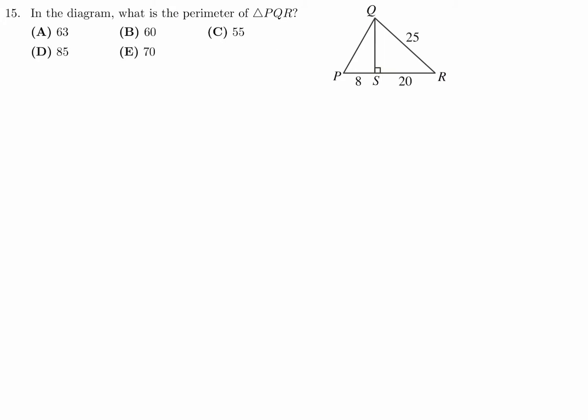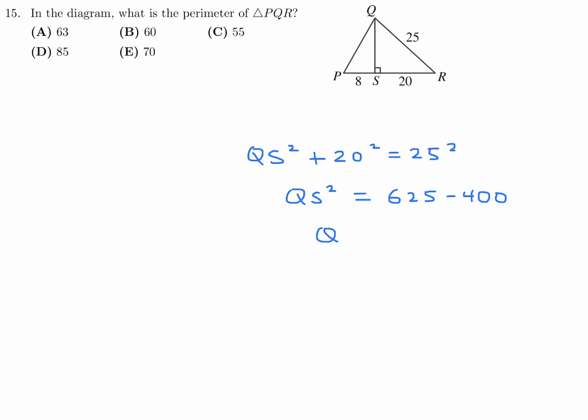In the diagram, the perimeter of PQR is... All right, so they help us out by telling us that's a right angle. So we can immediately figure out QS through Pythagoras. QS squared plus 20 squared is equal to 25 squared. So when you solve this, you get QS squared equal to 625, which is 25 squared, minus 400.